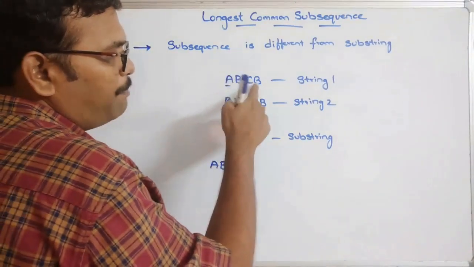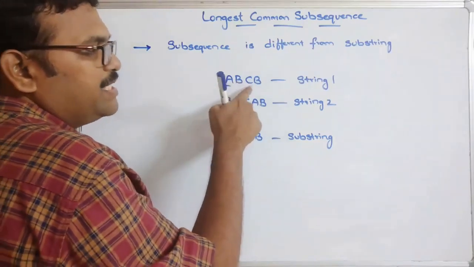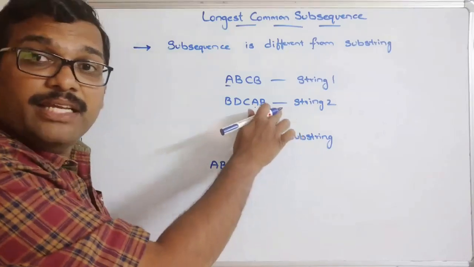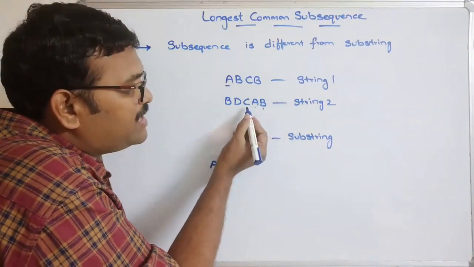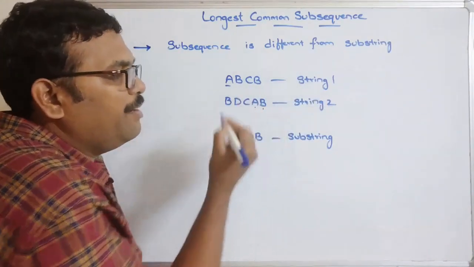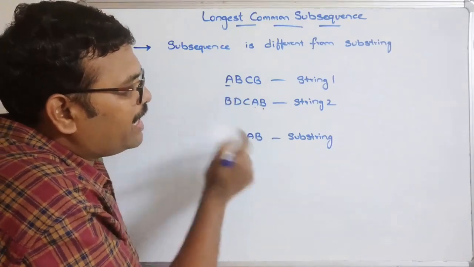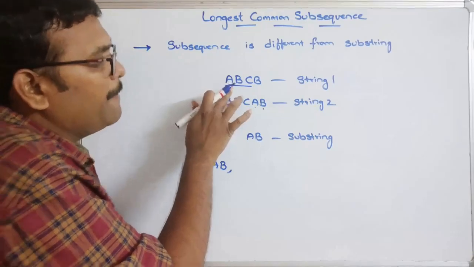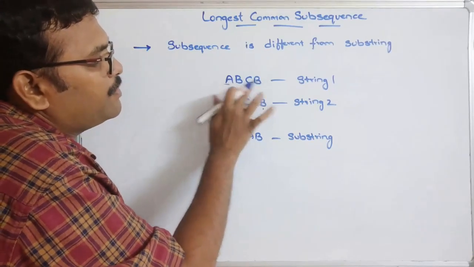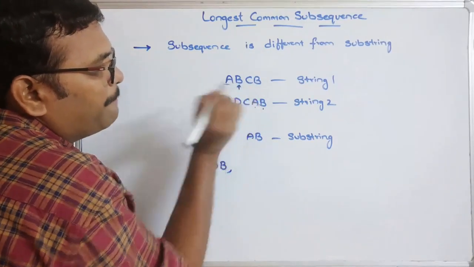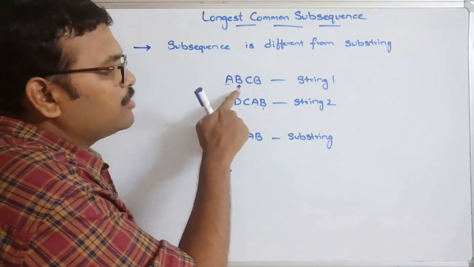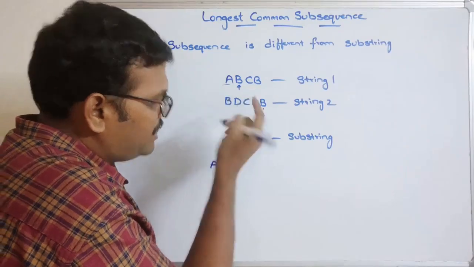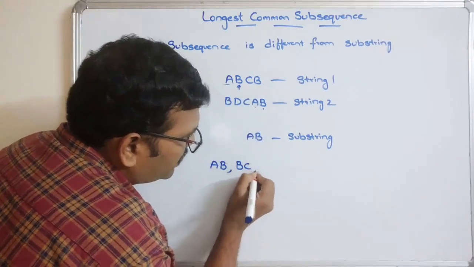And what about C? A, B, C. Here we are having A, B, and after that we are not having C. In the second string we are having a C, and after that we are getting A and B. So we can't tell that A, B, C is a subsequence. And let us start with the B. So B afterwards C. You can observe here B afterwards C. Yes. So that will be a subsequence.